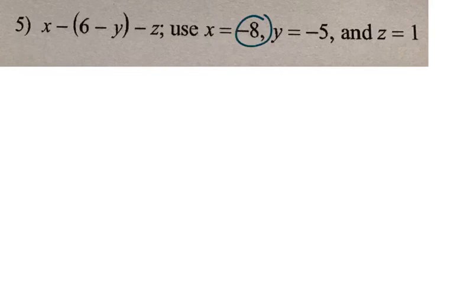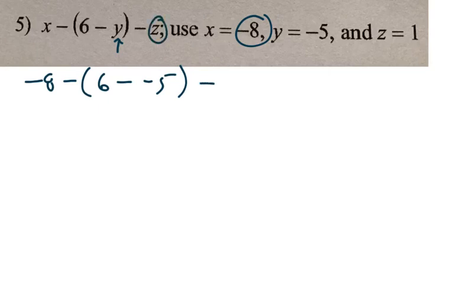I'm going to plug in -8 for x. There's a minus, parentheses, 6, minus. For this y right here, I'm going to plug in -5. Close parentheses, minus. The z is 1. So, does everyone agree? I'm going to do the parentheses first. And inside the parentheses, I have a minus negative again.